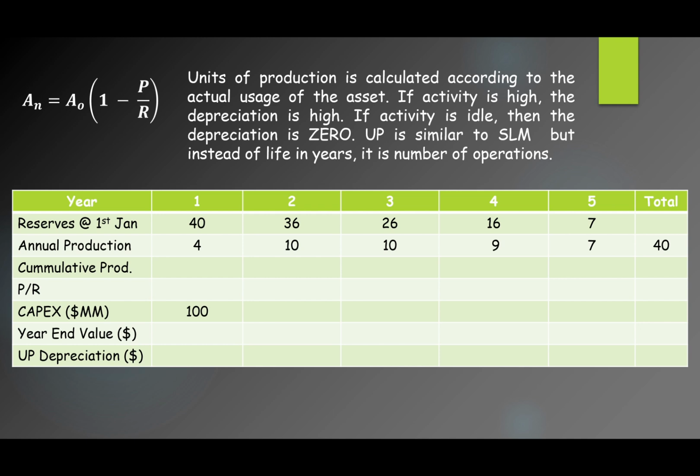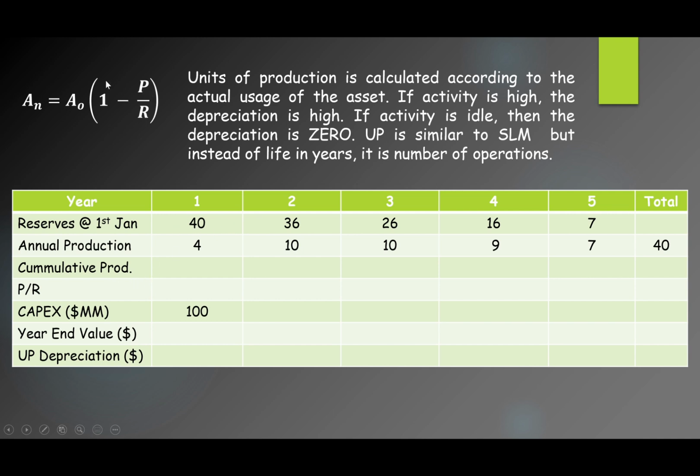Now let's get back to that table just now. The table provides us with values of its reserves from year 1 up to year 5. First the reserves is 40, and then it starts to decline to 36, 26, 16, 7. This is because of its production, which is 4 in the first year. I'm guessing this is 4 million barrels. And then 10 in the second year, 10 in the third year, 9 in the fourth year, and 7 in the fifth year. So if you total it up, the total production is 40, which is equal to its recoverable reserve.